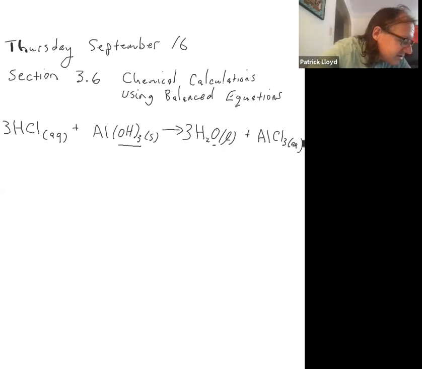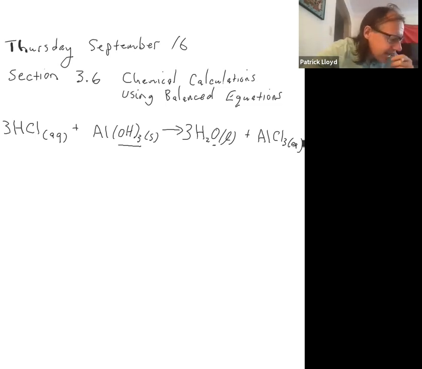Okay, and then let's check. Let's just make sure. We've got 3 hydrogens in the HCl. We've got 3 hydrogens in the Al(OH)3, right? Those parentheses. So 3 hydrogens. That's a total of 6 hydrogens. On the right side, there's 3 waters. Water is H2O, so 3 times 2 is 6. So there's 6 hydrogens on both sides. Looks pretty good, right? 3 chlorines on both sides, 1 aluminum on both sides. And so we got a balanced equation.